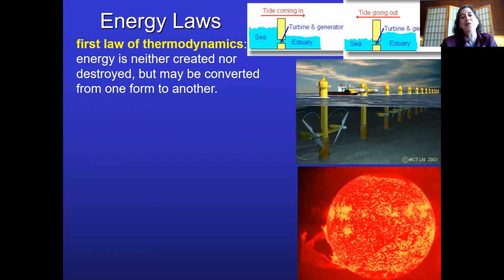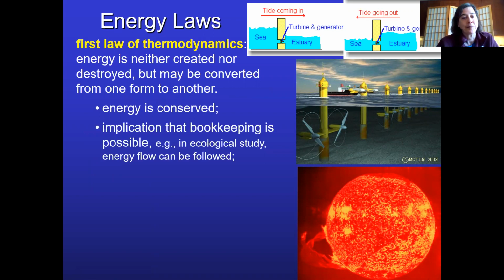All right, so there are a few energy laws. The first law you all already know from physics is basically that energy is conserved. You can neither create nor destroy energy. We know this as the law of conservation of energy, but it's also called the first law of thermodynamics. The implication is that you can keep some sort of bookkeeping, that energy never actually goes away. So you might be wondering, why can't we just always use the same energy over and over again? We'll get to that with the second law of thermodynamics.